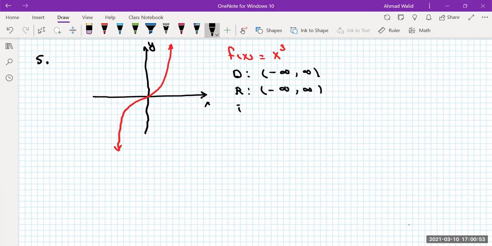This function is again increasing in all intervals from negative infinity to infinity, correct? And this one is an odd function. You see, because it's symmetric about where? It's symmetric about the origin. That's why it's an odd function. Correct?